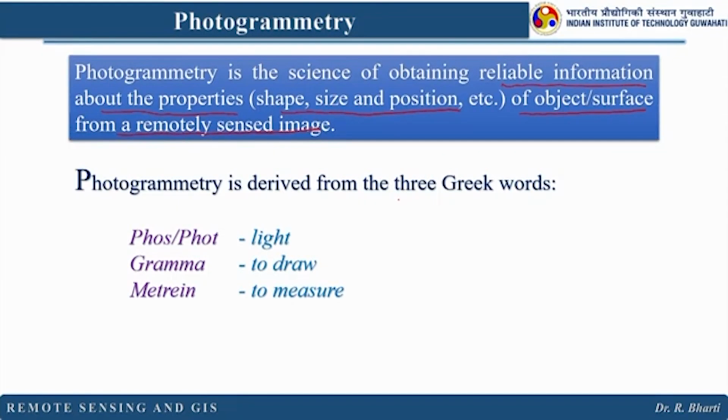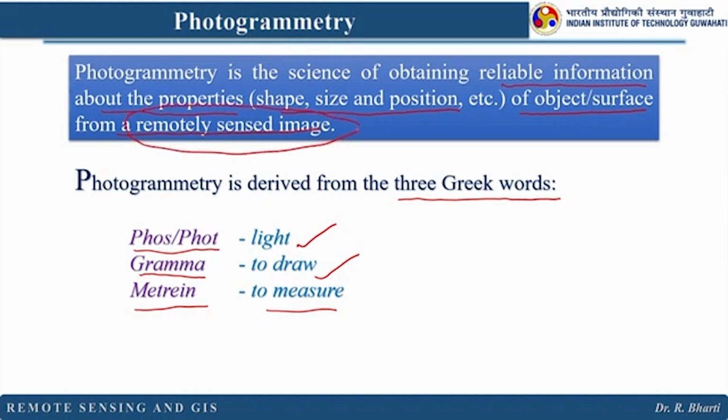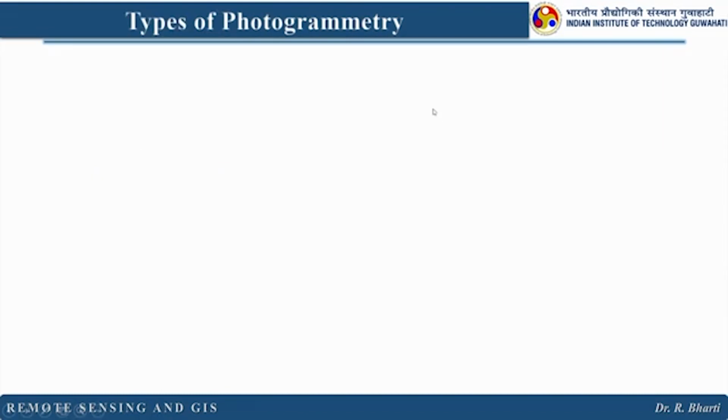The photogrammetry term is derived from three Greek words. The first one is phos or phot, meaning light; gramma, meaning to draw; and metrin, meaning to measure. So basically we want to draw and measure the shape, size and position and other properties of an object or the surface from a remotely sensed image. So that is the meaning of photogrammetry.